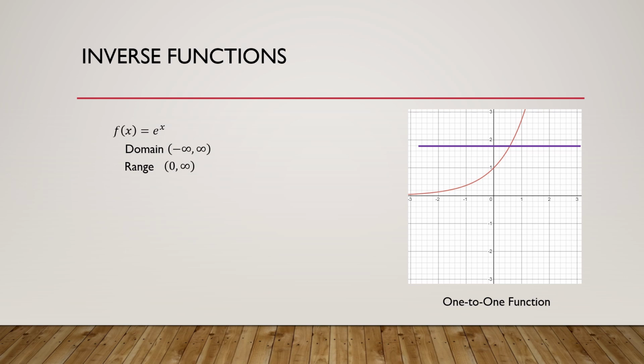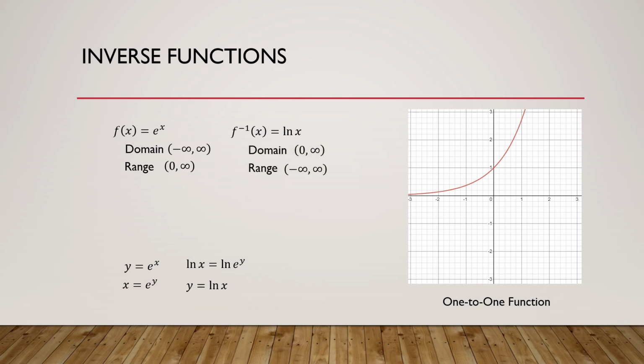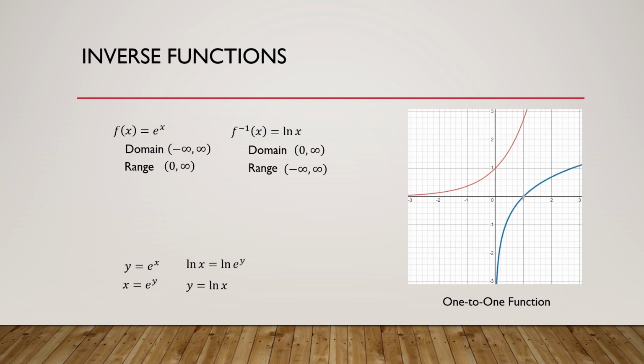To find the inverse, set y equal to e to the x, then swap x and y and solve for y. Take the natural log to cancel e. Therefore, the inverse of e to the x is the natural log of x. The domain of this function is all x greater than 0, and the range is all real numbers. This is the graph of the natural log of x compared to e to the x. Notice that the two graphs mirror each other across the line y equals x.